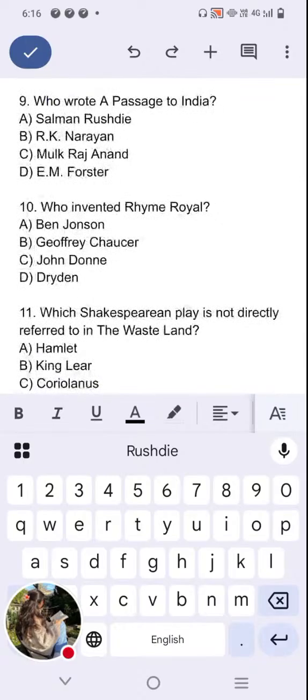Next question, who wrote A Passage to India? Option A, Salman Rushdie. Option B, R.K. Narayan. Option C, Mulk Raj Anand. Option D, E.M. Forster. Who do you think wrote the work A Passage to India?